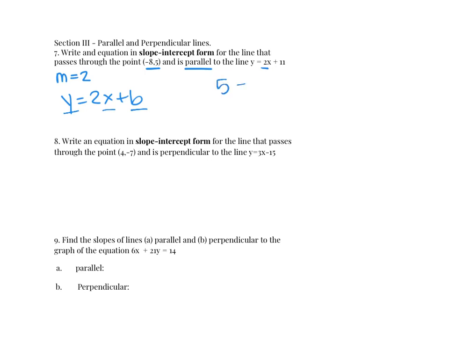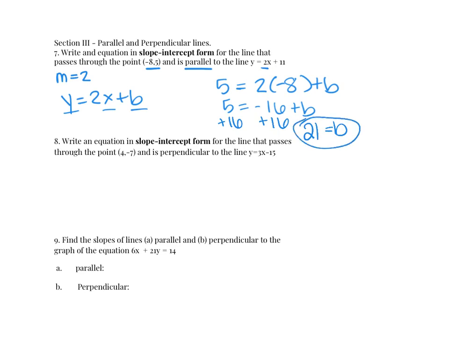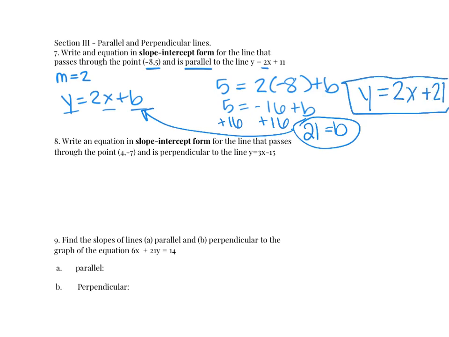So I have 5 equals 2 times negative 8 plus b. That becomes 5 equals negative 16 plus b. Then I add 16 to both sides, add 16, and my b equals 21. I take this information, I take the 21, plug it in over here for b to get my final equation for this parallel line to be y equals 2x plus 21. Then you're done.